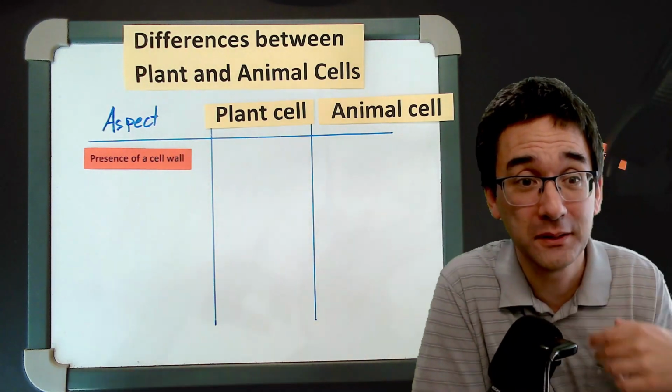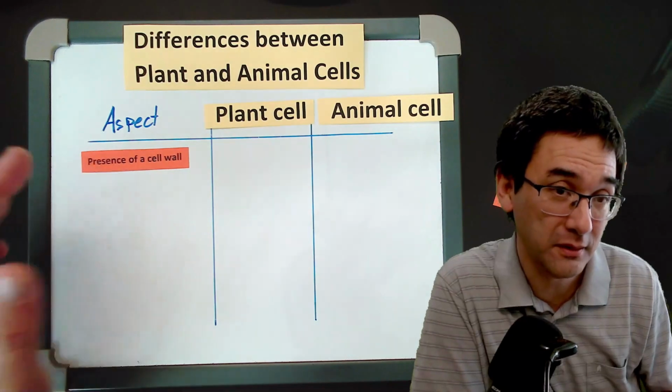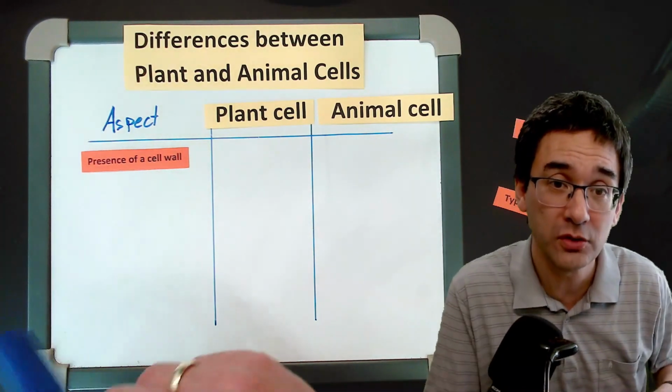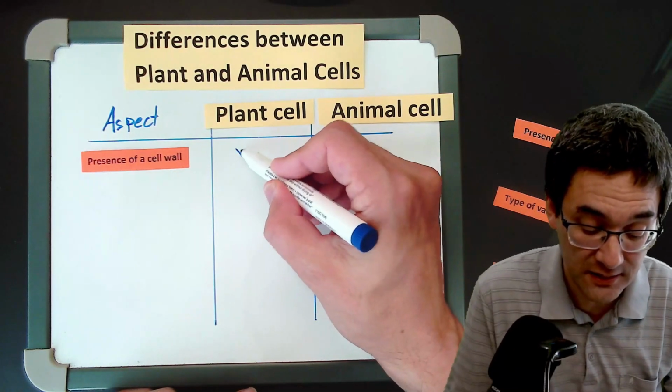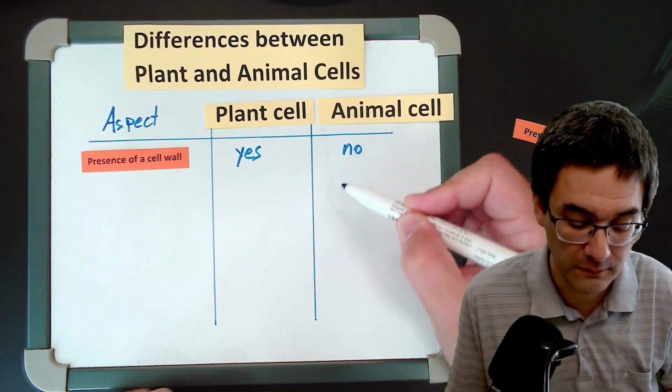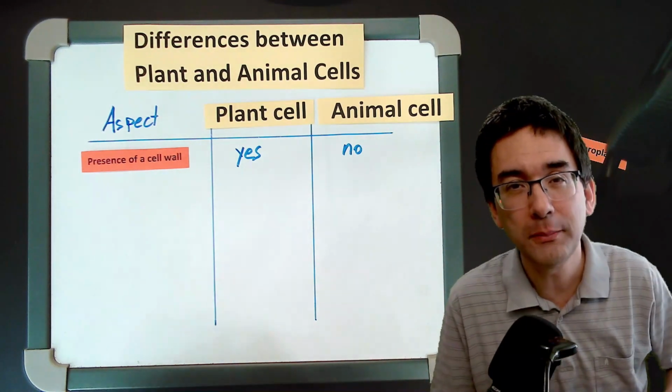Okay, but only plant cells have a cell wall. So the aspect is presence of a cell wall. You can write down for plant cells yes. Okay, and for animal cells no. Okay. So what about chloroplasts?